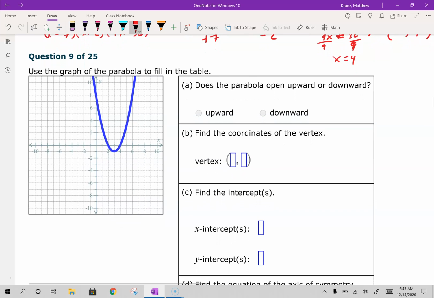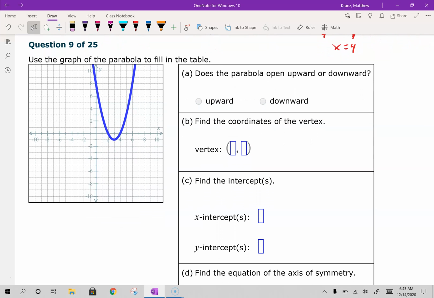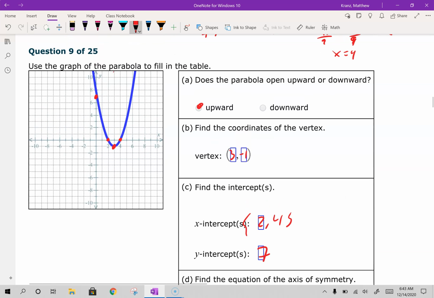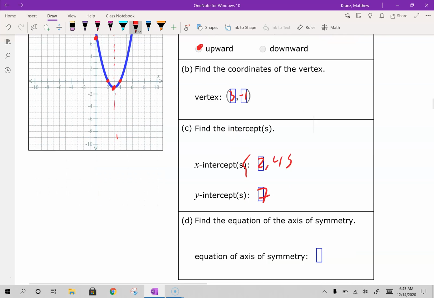Using the graph of the parabola to fill in the table. Does this parabola open upwards or downwards? Well, we see it opens upwards. Where's the vertex? Vertex is right there, which is going to be 3, -1. Find the intercepts. Well, the x-intercepts are right there at 4 and 2. So 2 and 4. Where's the y-intercept? Y-intercept is right here at 7. So 7. Find the equation of the axis of symmetry. Right? So the axis of symmetry is right here. And that's just going to be x equals 3, right? The axis of symmetry is where the vertex is.